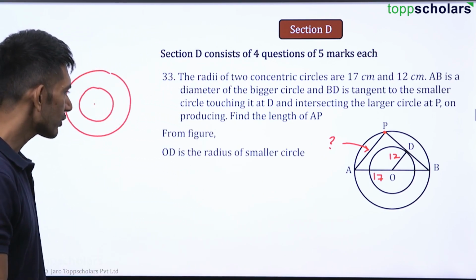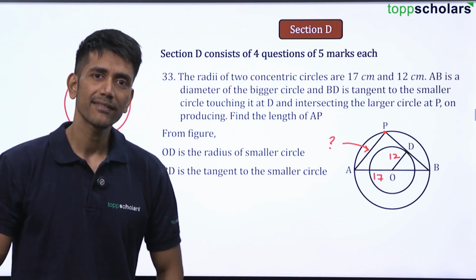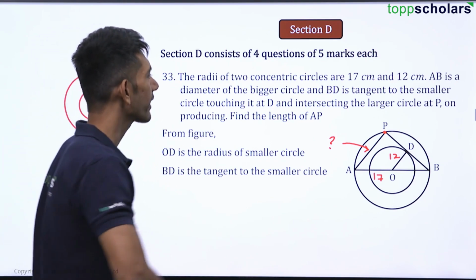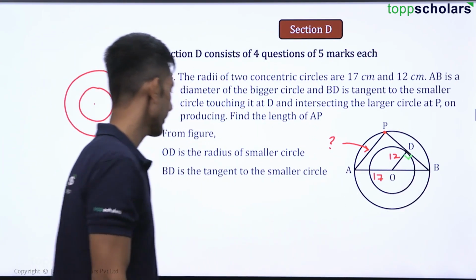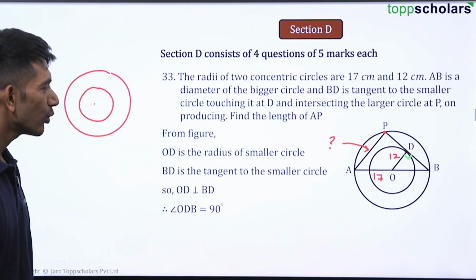So OD is the radius of the smaller circle and BD is the tangent. So what is the relation between the radius and the tangent? We know that the radius is perpendicular to the tangent at the point of contact. This angle is 90 degrees, correct? So see, OD is perpendicular to BD, that is angle ODB is 90 degrees.